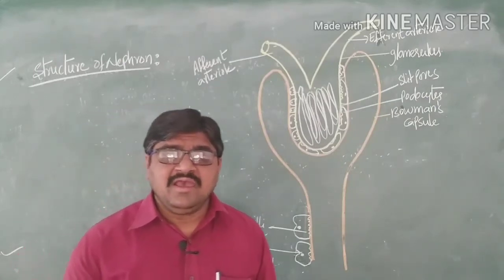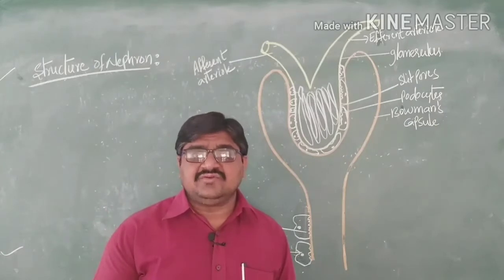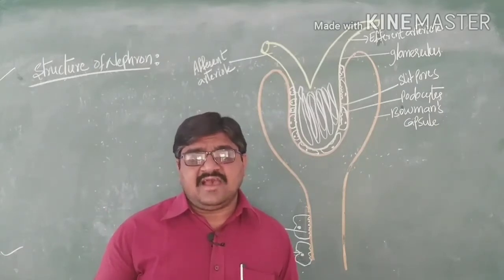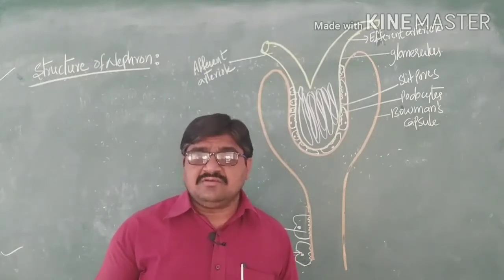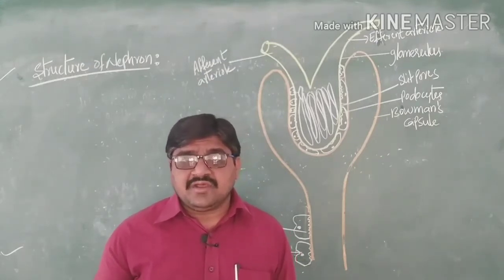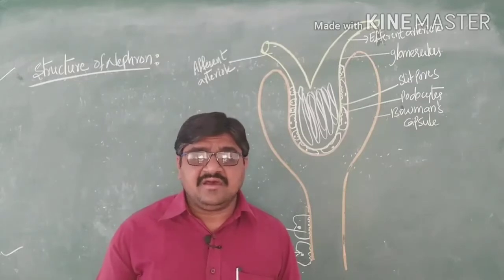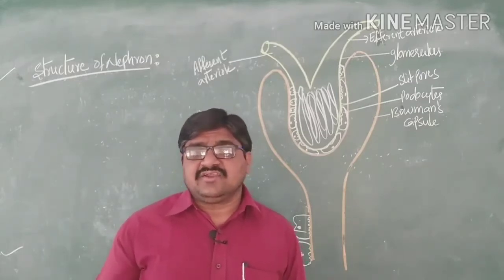Through the renal papillae, the urine flows and enters into the pelvis, that is, from the hilum to the renal pelvis. From the renal pelvis it passes to the ureter. From the ureter it passes to the urinary bladder. Through the urethra it is excreted outside.